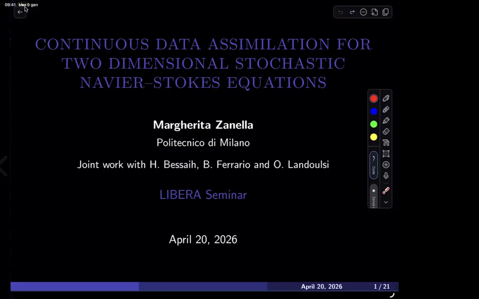So yes, I will talk about this joint work with Akima Bessaih, Benedetta Ferrario, and Landoulsi, where we address the problem of continuous data assimilation for the two-dimensional stochastic Navier-Stokes equation. I would like to start by briefly recalling what the data assimilation algorithm is. Then I will consider the deterministic case, and then I will switch to the stochastic case presenting our results.